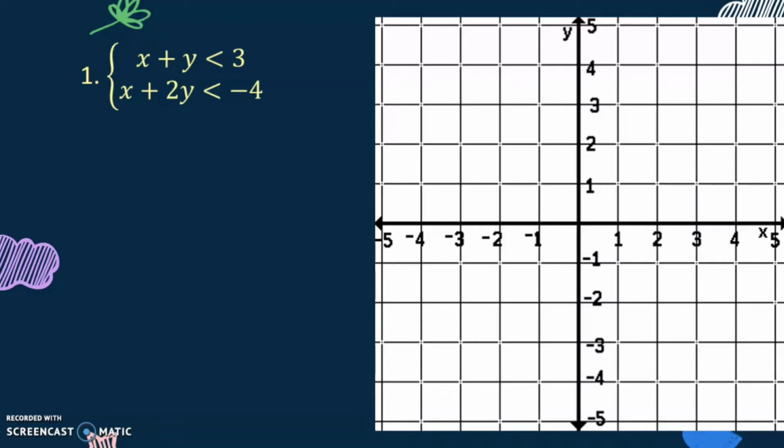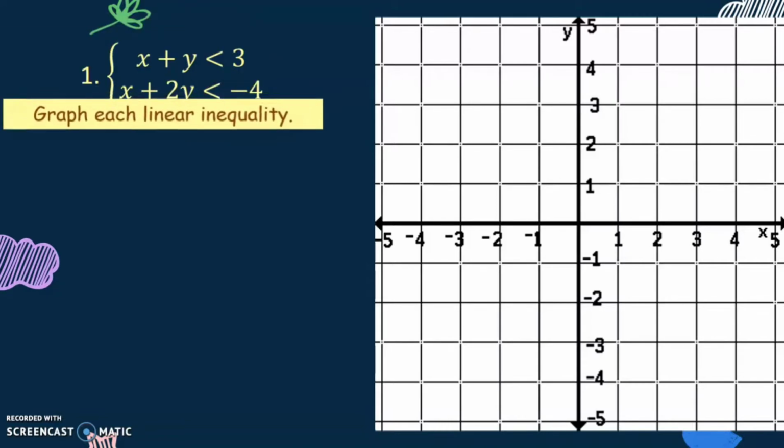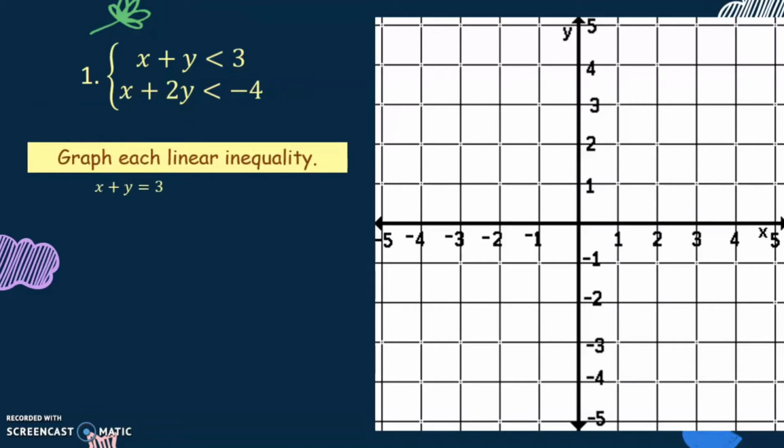To graph a linear inequality, remember we have to write and graph the related linear equation. So we have x plus y equals 3. Then solve for the x and y intercepts. So the x-intercept is (3, 0) and the y-intercept is (0, 3). After that, plot the intercepts and connect them using a straight line. The reason why we used a broken line is because the inequality symbol of the first inequality is less than. That's why we used a broken line.